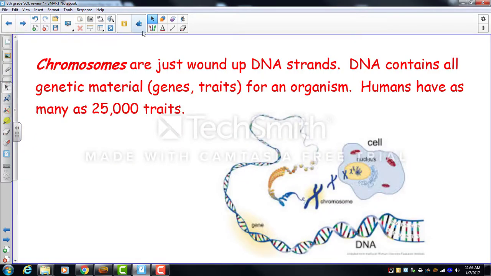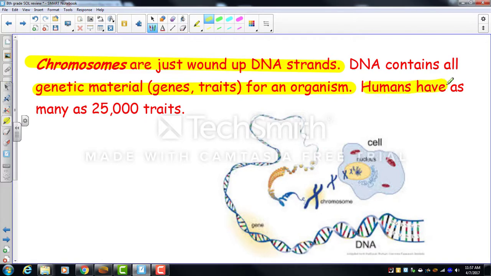Now, chromosomes is another important word to know. Chromosomes are just wound up DNA. That's all it is. If we took DNA and wound it up really tight, it would form something called a chromosome. And again, the DNA contains all the genetic material for any organism, for you, for your cat, for your dog, for your horse, for your fish, even the apple that you might eat for lunch. The DNA contains the genetic material for all of those organisms. And humans may have as many as 25,000 to 50,000 traits alone, all wound up in that DNA.